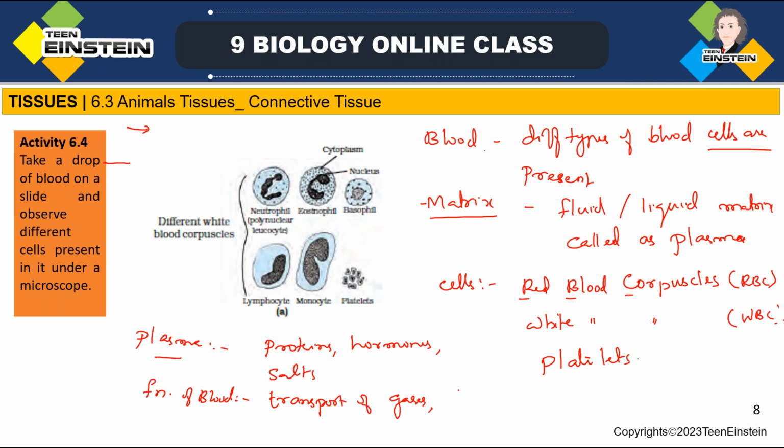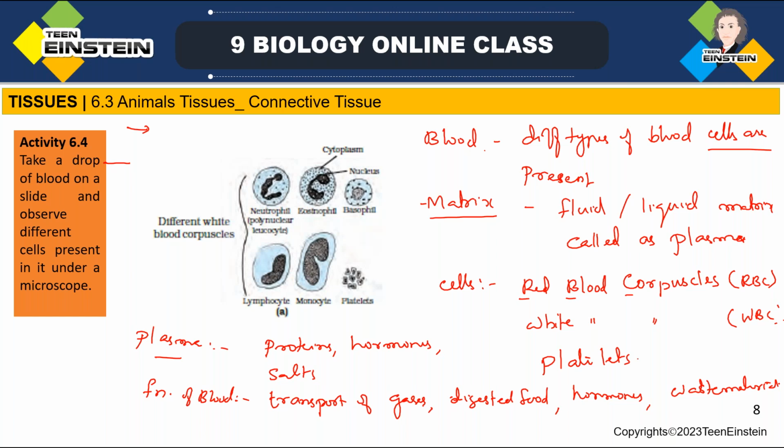Then that is transport of digested food. That means the nutrients. Then it is helping for the transport of hormones. Then waste material collection, transport of waste materials in all the parts of the body, right? So all these are the functions of blood.